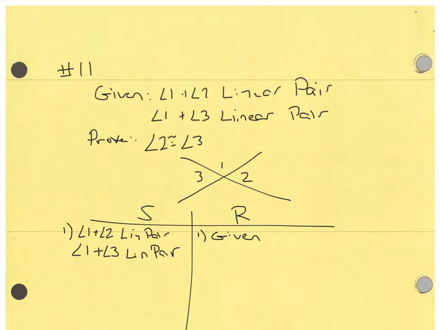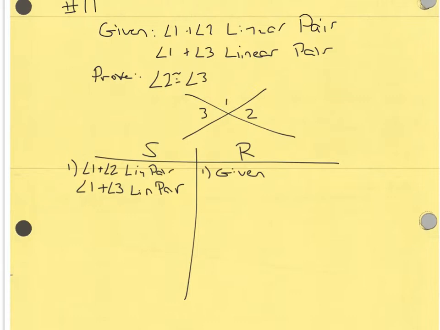Okay, so we've already set up the proof. We're given that angle 1 and angle 2 are a linear pair, angle 1 and angle 3 are a linear pair, and we need to prove that angle 2 is congruent to angle 3. So I have what's given to me, that's my first step. Now I want to figure out what is given to me.